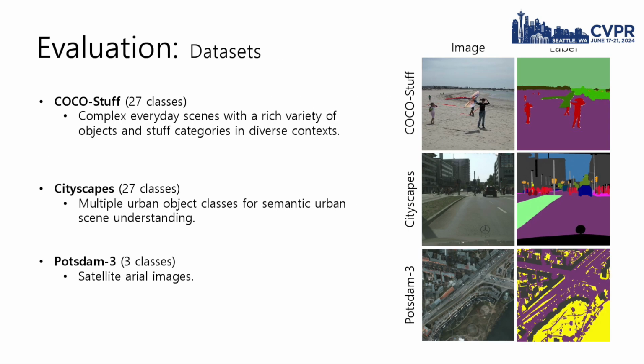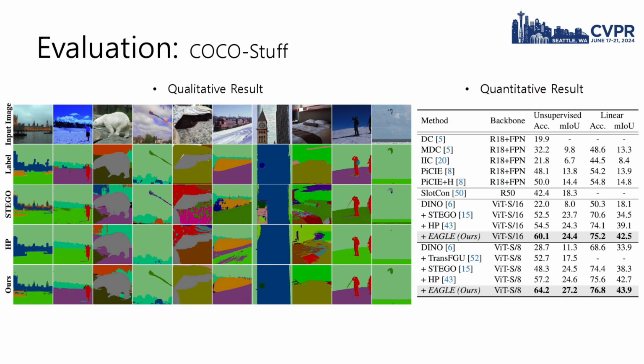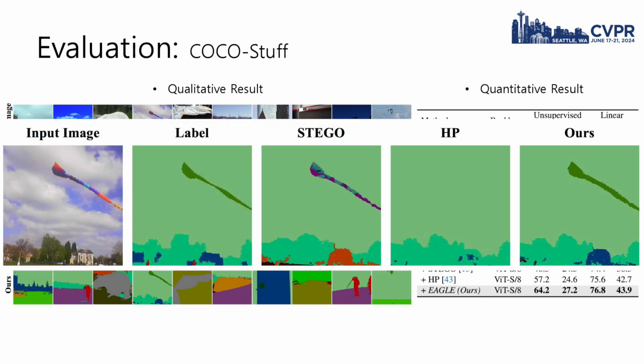For evaluation, we follow the same evaluation protocol as did in previous works, such as Stego and HP. We evaluate on CocoStuff, Cityscapes, Potsdam 3 datasets, in line with methodologies established in prior works. For CocoStuff dataset, we showcase substantial improvements over existing methods across all metrics. Our qualitative result demonstrates that our method outperforms baselines by accurately segmenting objects and preserving details, while Stego tends to segment multiple elements within a single object, and HP neglects certain small objects.